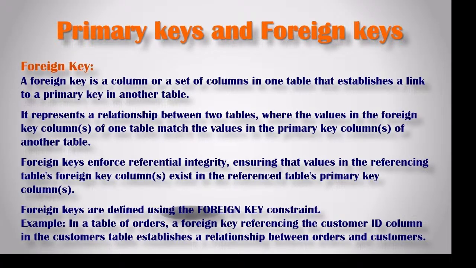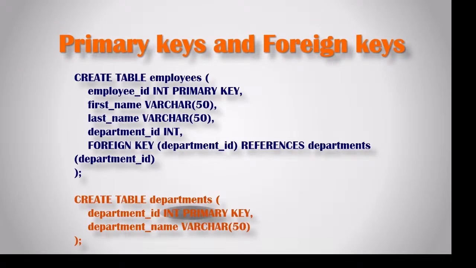Table employees: employee ID, first name varchar 50, last name varchar 50, department ID, foreign key department ID references departments, department ID. Table departments: department ID int primary key, department name varchar 50.